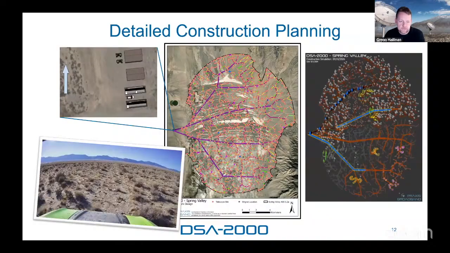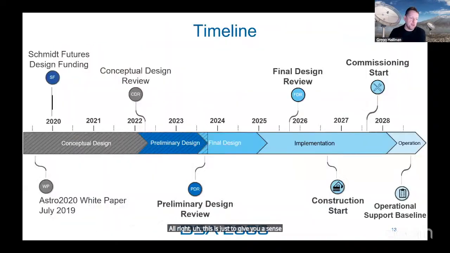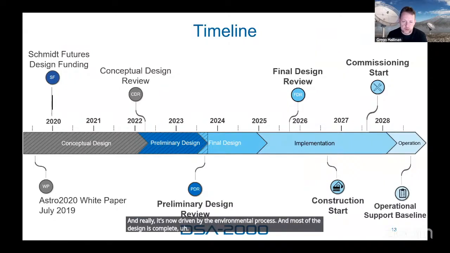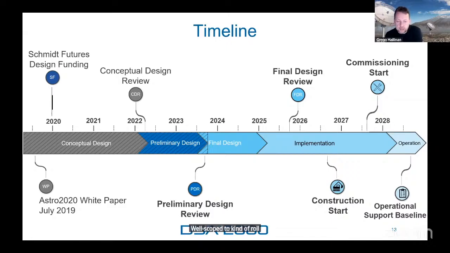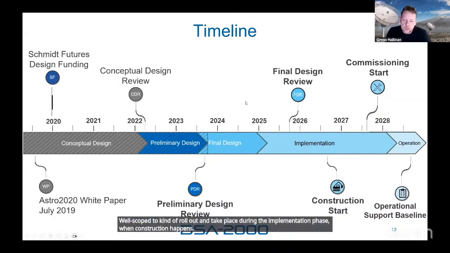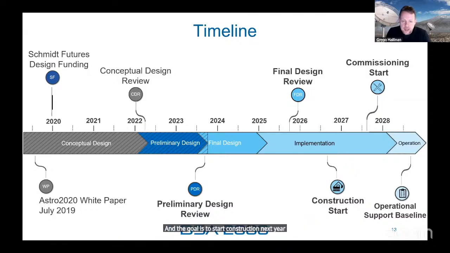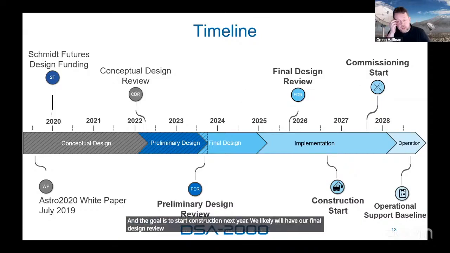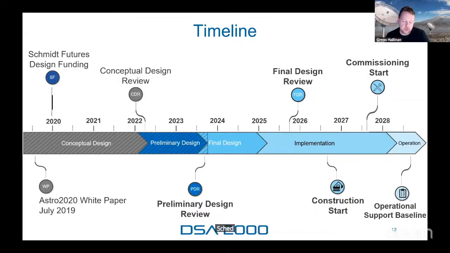All right. This is just to give you a sense of our timeline. And really, it's now driven by the environmental process. Most of the design is complete for the hardware, and most of the software development for the project is well scoped to roll out and take place during the implementation phase when construction happens. And the goal is to start construction next year. We likely will have our final design review sometime later this year. We're waiting on scheduling constraints from our funders.